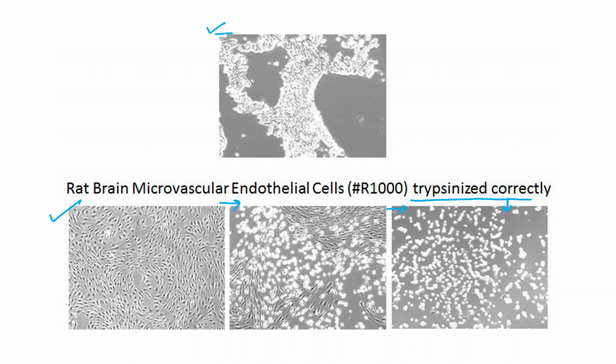This figure here on the top is when it is trypsinized incorrectly. By incorrectly, I mean a lot of trypsin has been added here, and that is why cells have detached in this clumped fashion. So this is the wrong way. Your cells should not look clumped once they get detached. They should look like single cells. Okay.